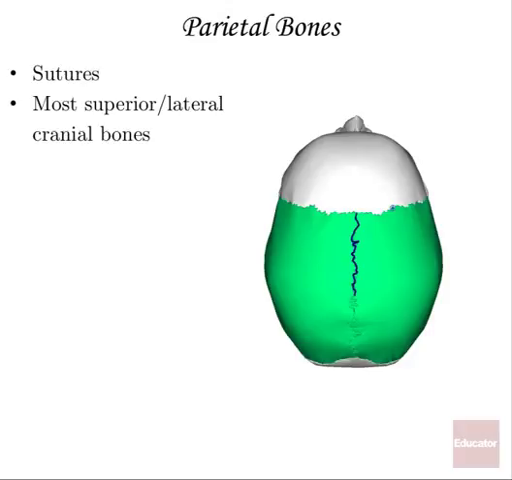So the two parietal bones together, the most superior and lateral cranial bones in the entire skull, because they're right up here on the top, and you can see the little bulges on the side. This part of the skull right here is the most to the side of any other part of the head. You can see that I don't list sinuses here. There aren't any major sinuses in the parietal bones.